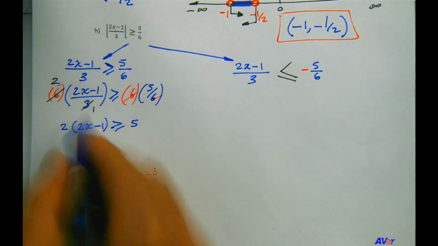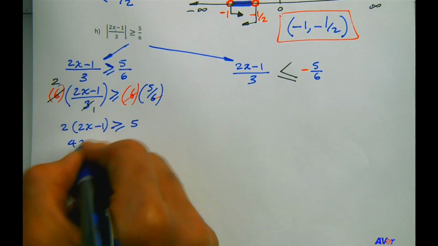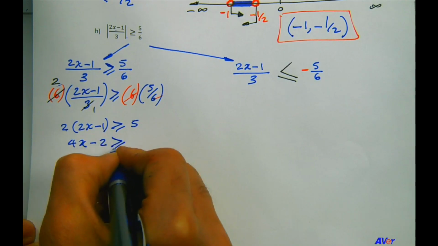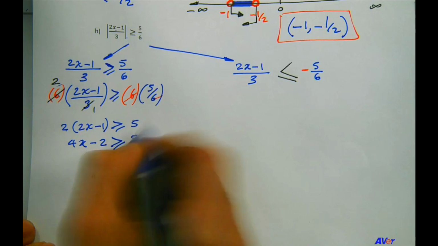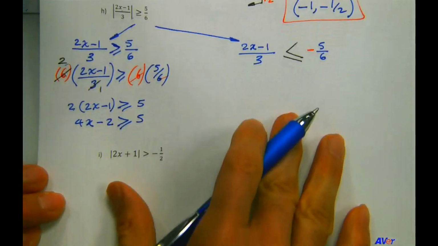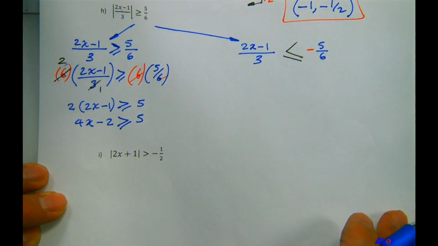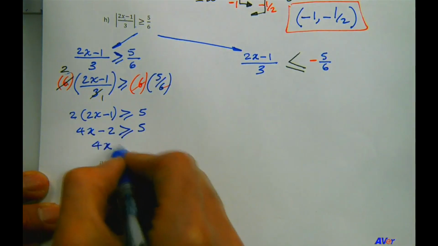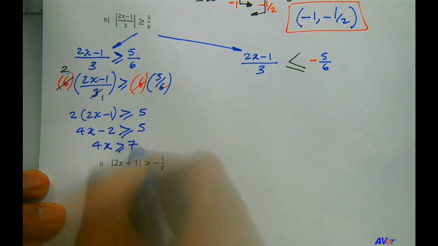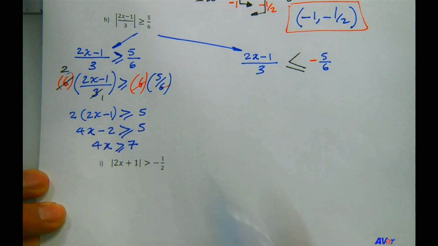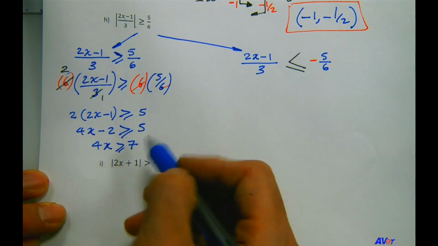So let's distribute. 2 times 2x is 4x. 2 times minus 1 is minus 2, greater than or equal to 5. So this is a linear inequality, right? We can easily solve this. So let's write that down. We have 4x greater than or equal to 7, right? Move the negative 2 to the other side, it becomes positive 2. Add it to 5, you get 7.